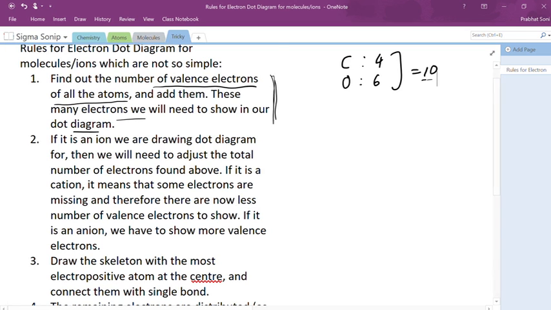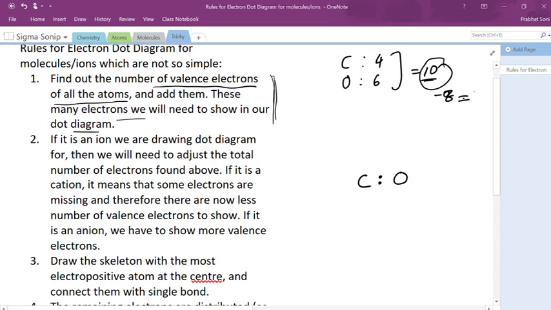Step number 3 says to draw the skeleton with the most electropositive atom at the center and connect them with a single bond. So it is asking me to just draw a skeleton with a single pair of electrons shared. That's a single bond between carbon and oxygen. Now out of these 10 electrons, we have already placed 2 electrons. We need to show 8 more electrons.